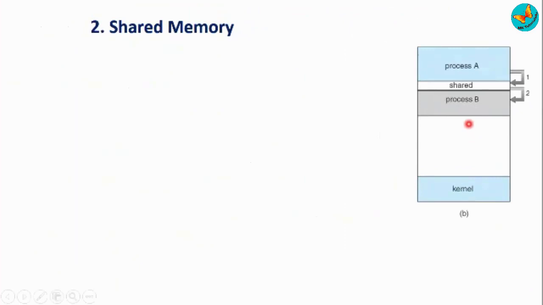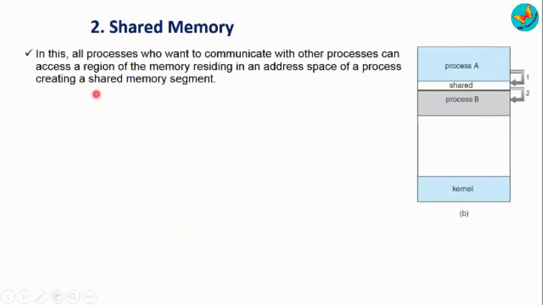Now note here the difference. Here process A is there, process B is there. Again, these are the two cooperating processes, and in between them is the shared memory. So let us see what is actually happening in shared memory. In this, all processes who want to communicate with other processes can access a region of the memory residing in the address space, and that is known as the shared memory segment.